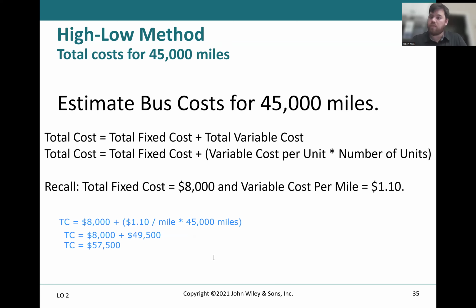Okay, 57,500. And now I can make a cost approximation for any amount. You say, well, now do it for 25,000 or 82,000 or 61,000. I can do that. It's as simple as replacing this number right here with whatever the number of miles is that you're curious about. The high-low method is used pretty commonly in practice, I think, because it's so simple.